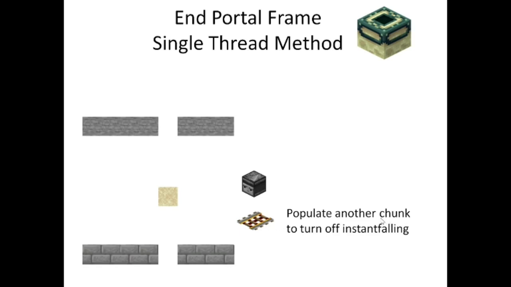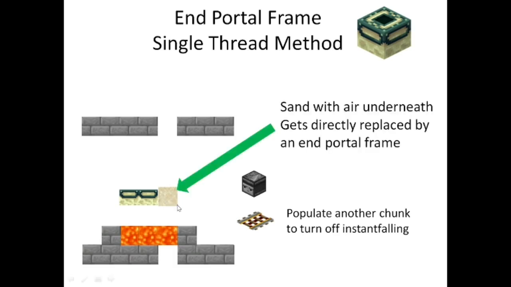And to turn off instant falling, you need to populate another chunk. So you need to have another chunk safe stated and then populate it, and then instant falling is off. And then the sand will still get an update, but it will just do normal falling, create a sand entity, but it will stay there. And now after we have done this, the sand is at the correct location and it has air underneath it, and then we can just let the async line update the sand block all the time while the main thread continues the stronghold population, and then right here the sand gets directly replaced by an end portal frame, and this can be used for a falling block swap.